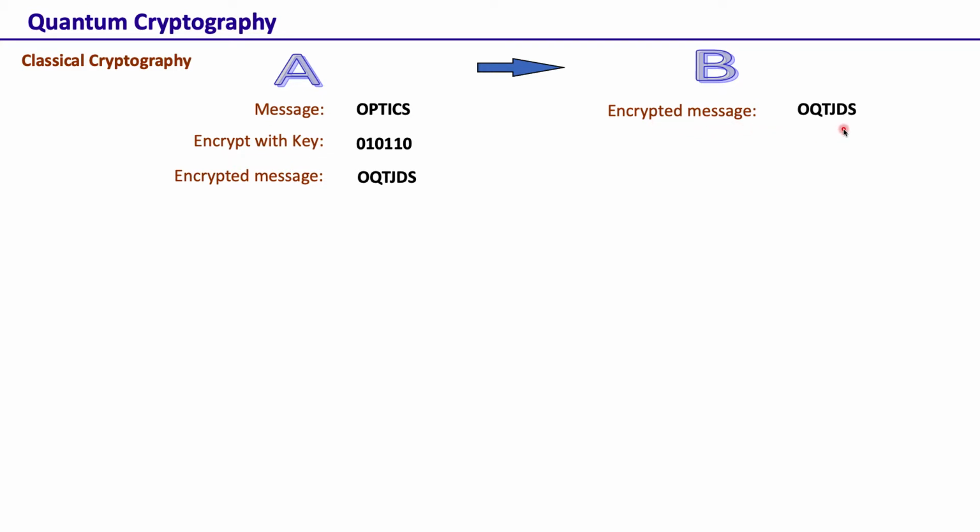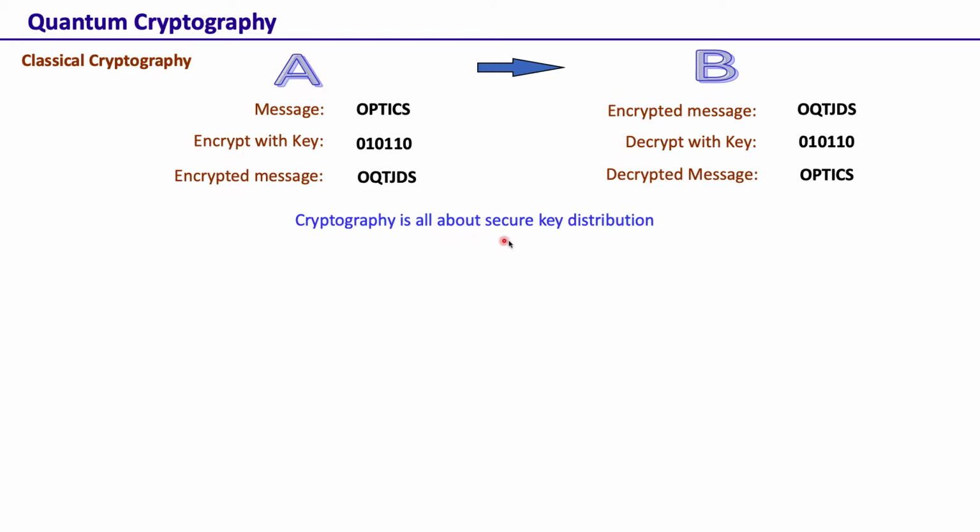Once B receives this message, B has the key, and with that key one decrypts the message and retrieves the original message. So in cryptography, the aim is to send information or a message from A to B, but the essential thing is this key distribution: A and B have to have a key that they share, and this is kept secret, and nobody else knows about this key other than A and B.